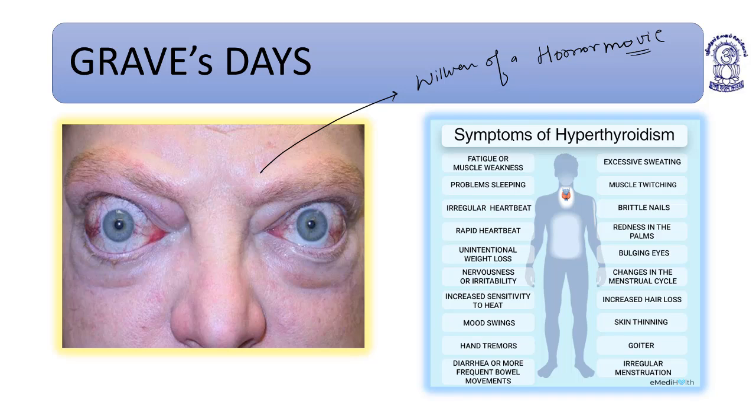Okay, symptoms of hyperthyroidism: fatigue or muscular weakness, problematic sleeping, insomnia, irregular heartbeat, arrhythmia, rapid heartbeat, tachycardia, unintentional weight loss, nervousness or irritability, increased sensitivity to heat, mood swings, hand tremors, diarrhea or more frequent bowel movements, irregular menstruation, goiter, skin thickening, increased hair loss, changes in the menstrual cycle, bulging of eyes, redness in the palm, brittle nails, muscle twitching, and excessive sweating. So these are all symptoms of hyperthyroidism.